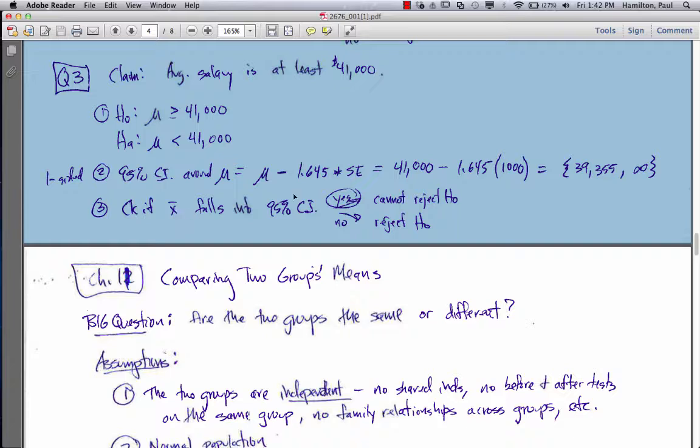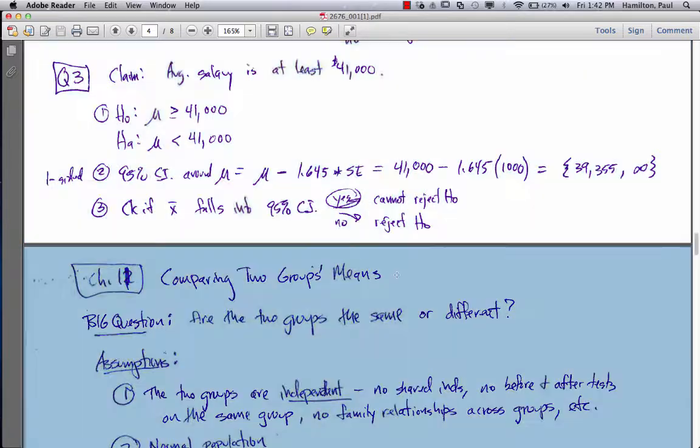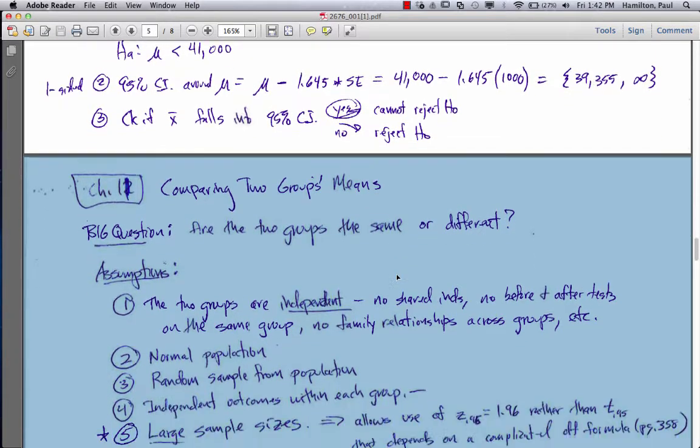Same idea though. So once we get that confidence interval, we just check: does the sample mean, the evidence, using the court analogy or the prosecution analogy, agree with that? Does it fall within that range? If so, accept the null hypothesis, or rather cannot reject it. If not, then reject it.